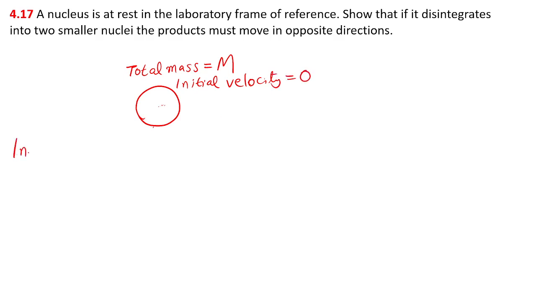Let me write the initial momentum. The initial momentum is equal to mass into velocity. The mass of this entire nucleus or firework, whatever be the name, is M, but the velocity is 0. This is a stationary body, not moving initially. M into 0 is 0. So the initial momentum of this nucleus is 0. Is it okay? Mass into velocity, M into 0.